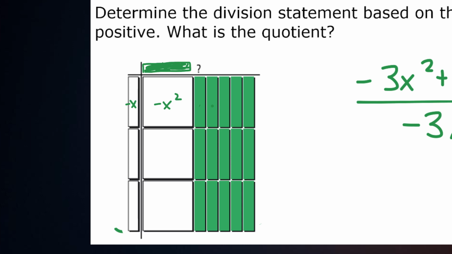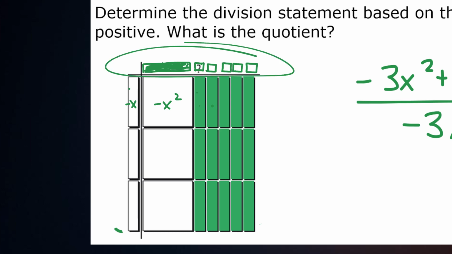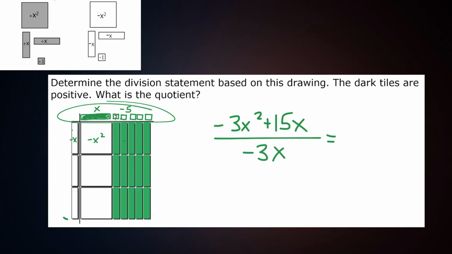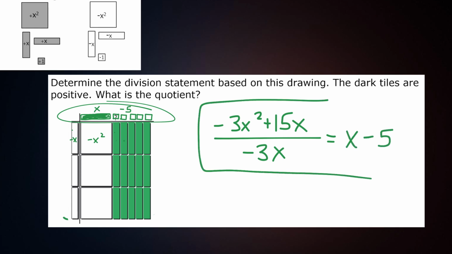And then over here, we're going to have to draw in 5 small squares. This time I'm not going to shade them in because I know a negative times a negative gets me a positive. So what does this represent? Well, this represents x, a positive x, minus 5. So to finish off our division statement here, this equals x minus 5. So this is our entire division statement. It's got the numerator, the denominator, and the quotient.